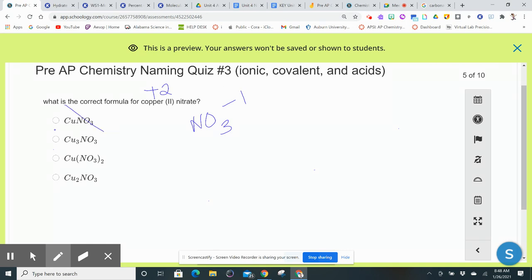So the first one's out because I only have 1 nitrate. The second one's out because I have 3 coppers. I don't need 3 coppers. The fourth one's out because, again, I don't need 2 coppers. So this one is the correct one because each nitrate is a -1 times 2 is -2, and my copper is a +2. Those charges balance. So that's my formula. Okay?